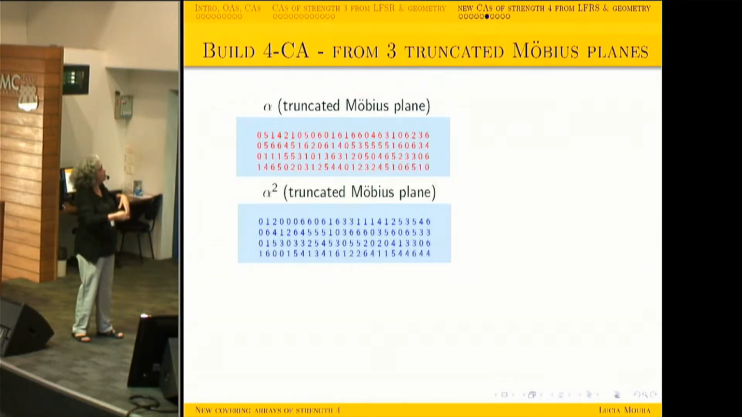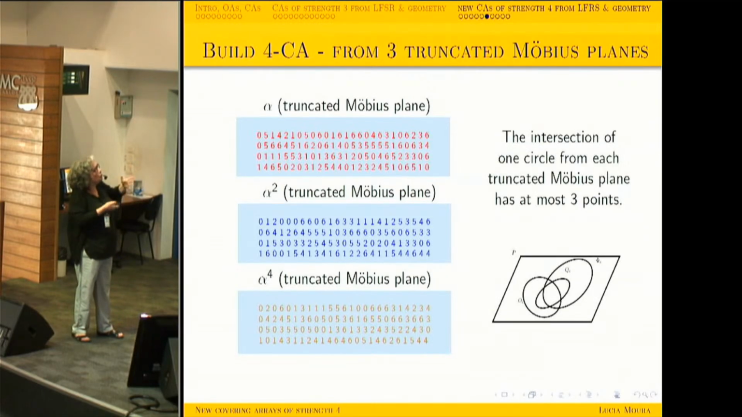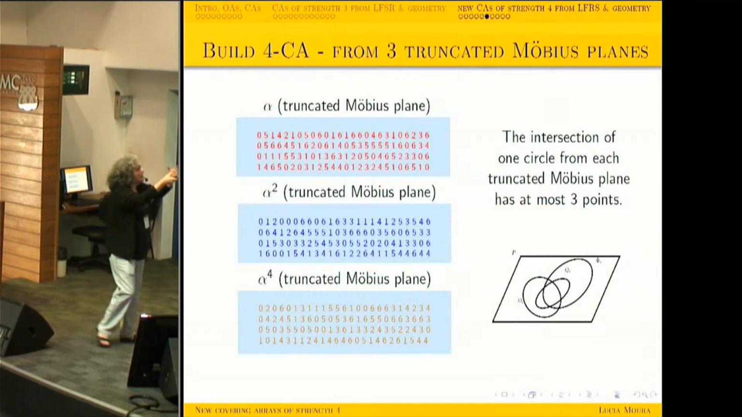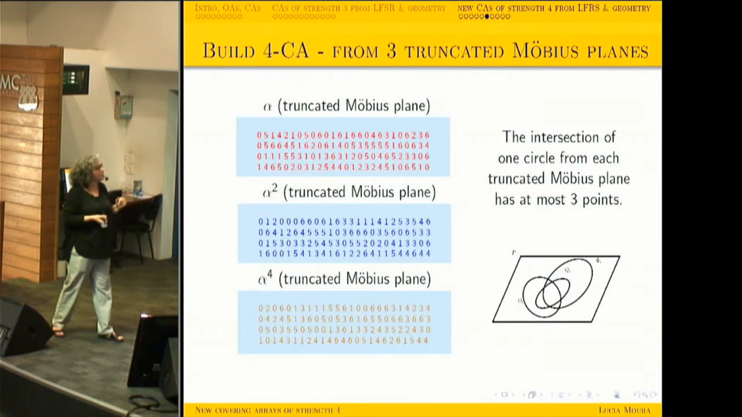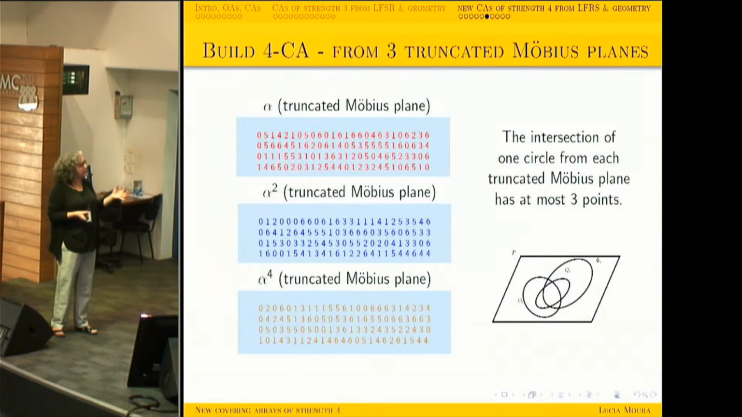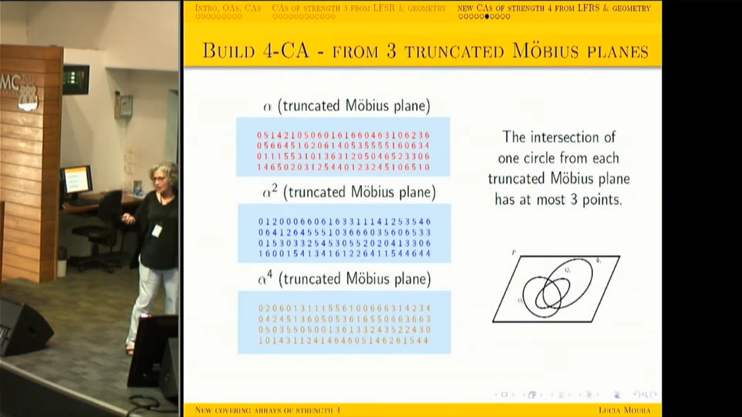Now another permutation of the same points is from another one, another part of a Mobius plane. And together, what we show is that the intersection of these circles, the plane sections of each Mobius plane, the intersection of one from each, the intersection of the 3 cannot be 4. They are at most 3. And this means that this together gives a covering array of strength 4.